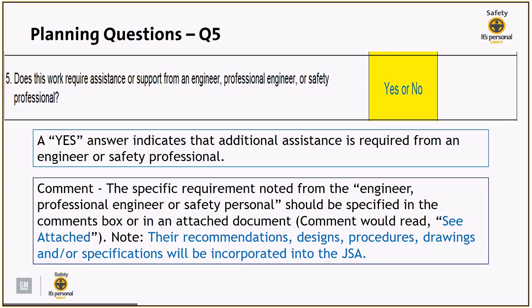So some comments you would expect to see would be something to the effect of maybe see attached if it's a separate document, or just a note that their recommendations, designs, procedures, drawings, and/or specifications will be incorporated in the JSA. Right, so that's what you are expecting to see as the contract manager viewing this document.